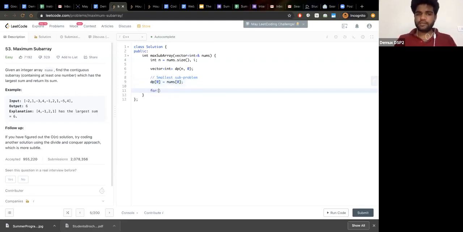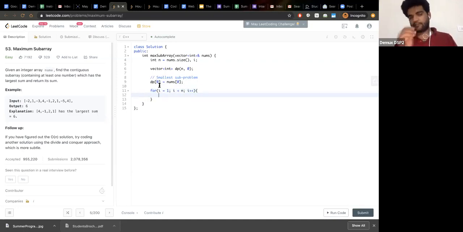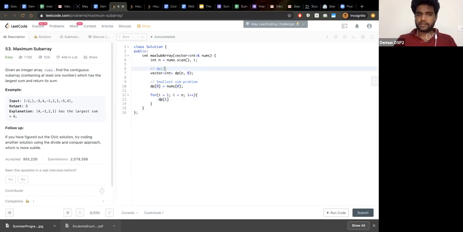Now I will go over the indices. When I am at 1, I am computing dp[1], which is, from 0 to 1, the maximum sum subarray ending at 1. So what will that be? Just write that dp[i] is the maximum sum subarray for nums 0 to i, ending at i.